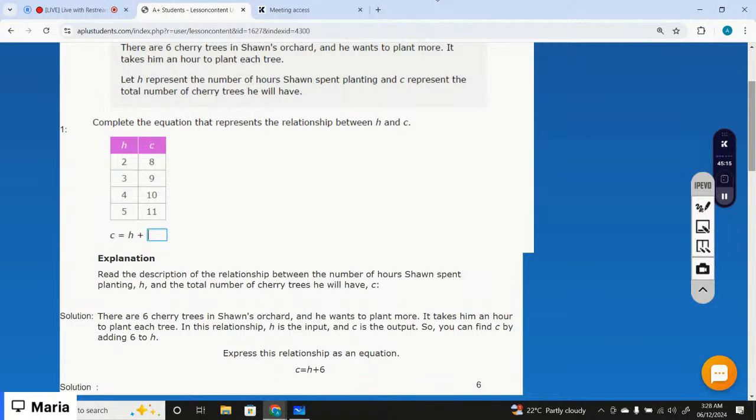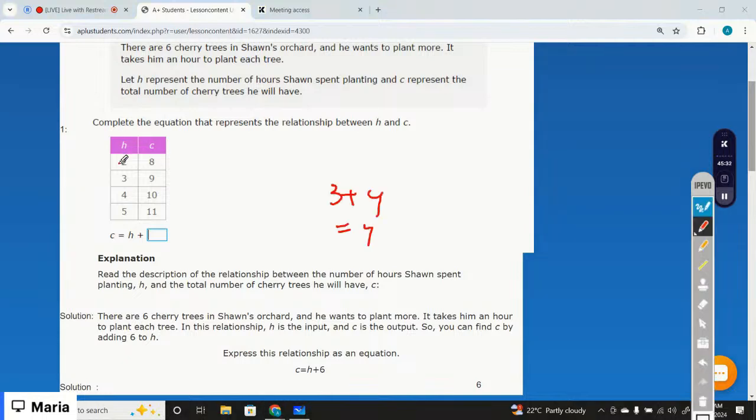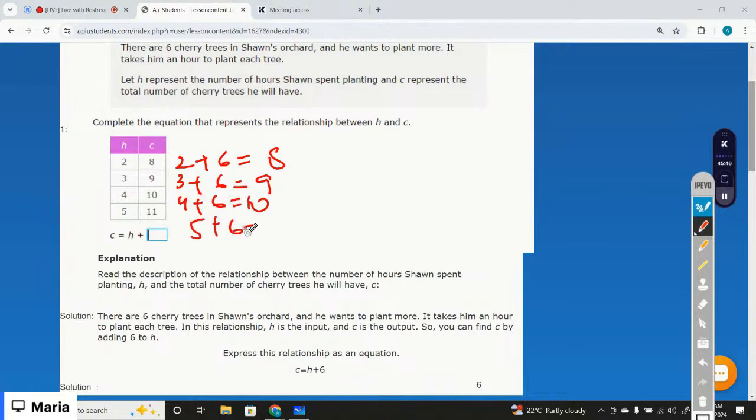So you are given a table that is C equals H plus the missing value. You have to find basically the relationship. Just look at the tables carefully. 2 plus what number is? 2 plus 6 is 8. 3 plus 6 is 9. 4 plus 6 is 10 and 5 plus 6 is 11. That means 6 is the number that you have to add in the H so that you can have the C. So C equals H plus 6.